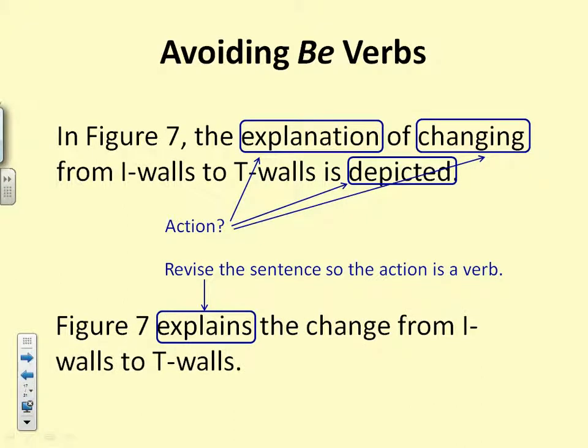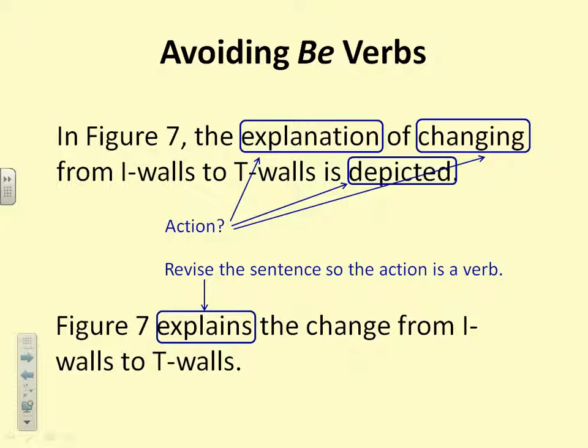The other option we could have is "explains." Instead of "depicts," we could say Figure 7 explains the change from I walls to T walls. So we've used a verb there again, a different one. We lost "depicted." Both versions are shorter. I'm not sure. It would take somebody who's an expert in this probably to say "explains" is more correct than "depicts." But the point is, we've gotten rid of the be verb.